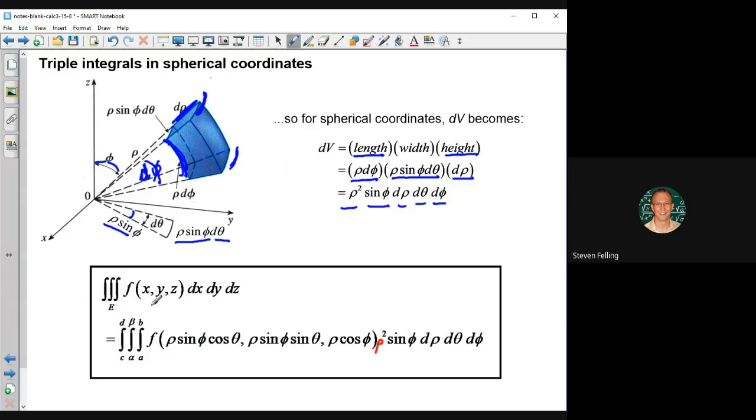But then you have to convert the x in your multivariable function to rho sine phi cosine theta. The y has to be converted to rho sine phi sine theta, and the z has to be converted to rho cosine phi, so that everything is in terms of the spherical coordinates. All right, so that's the kind of definition of all that.